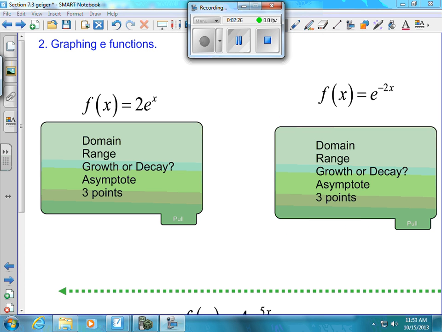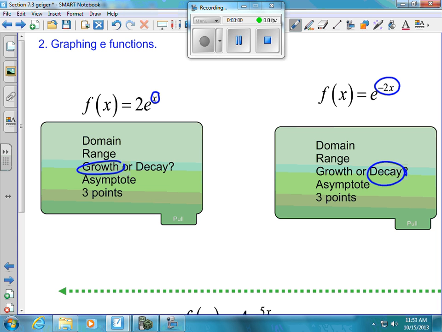Graphing e functions. I have two functions. f of x equals 2e to the x, and f of x equals e to the negative 2x. Which of these is growth and which of these is decay? Well, if we look at the one on the left here, f of x equals 2e to the x, the power of x is positive. So this is a growth function because of the power x. Over here, the power is a negative 2x. So that is a decay function. So that's how you can identify growth and decay just by looking at it. We're also going to graph it and we'll see what it looks like when it is a decay function.